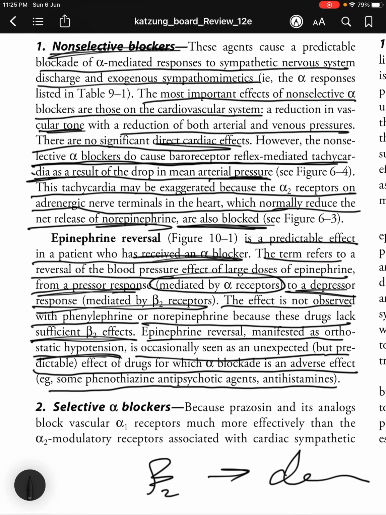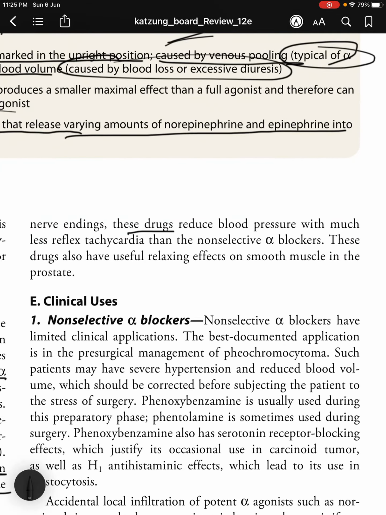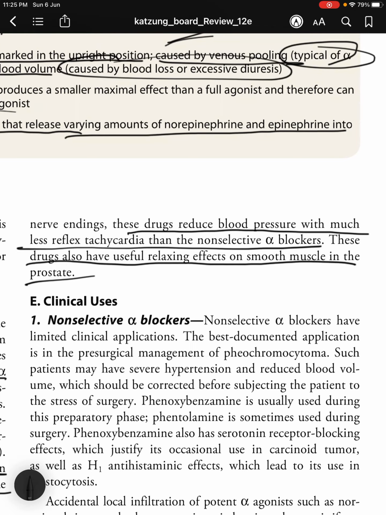So coming to selective alpha blockers, because prazosin and its analogs block vascular alpha 1 receptors more effectively than the alpha 2 modulatory receptors associated with cardiac sympathetic nerve endings, these drugs reduce blood pressure with much less reflex tachycardia than non-selective alpha blockers. These drugs also have useful relaxing effects on smooth muscle in the prostate.